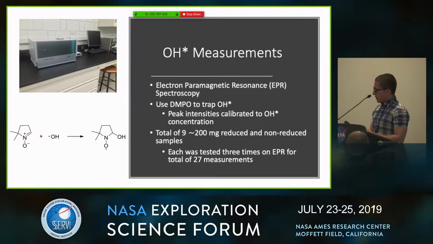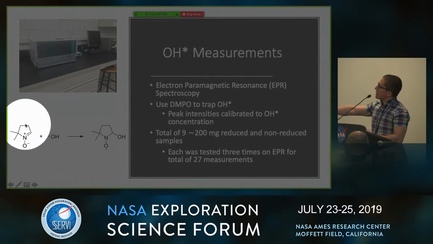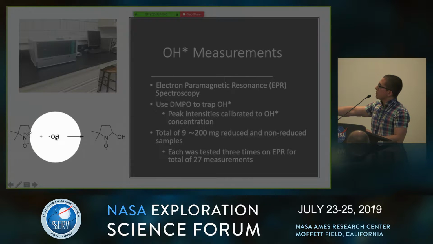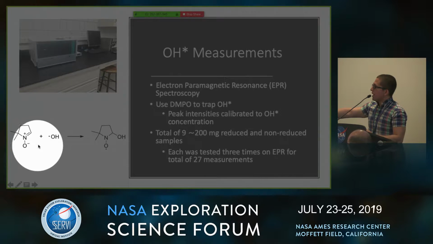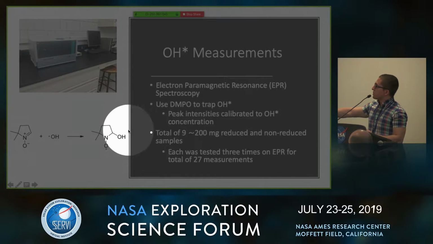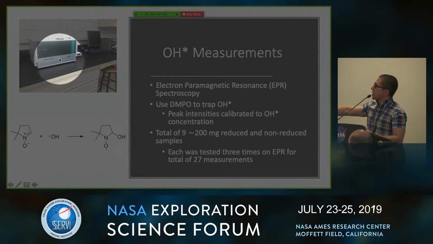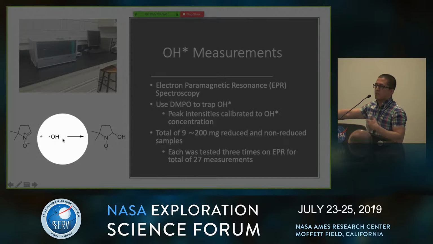The way we do that is we use a technique called electron paramagnetic resonance spectroscopy, or EPR spectroscopy. We take about 200 milligrams of JSC1A, and then we incubate it using an organic molecule called DMPO, and that will trap any of the OH radical that is made by the JSC1A. And then it forms this stable compound that can then be measured by the EPR, because the OH radical cannot be measured by itself.